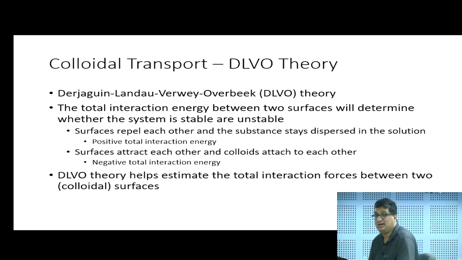Okay. So as environmental engineers trying to remove colloids, we love unstable colloids, but as humans, we love stable colloids. If the milk becomes an unstable colloid, you will have to throw that milk away. As long as it stays as a stable suspension, we can drink it. So there are times when we want it to be stable, and there are times when we want it to be unstable. What the DLVO theory does is help us estimate the total interaction forces between the colloidal substances.